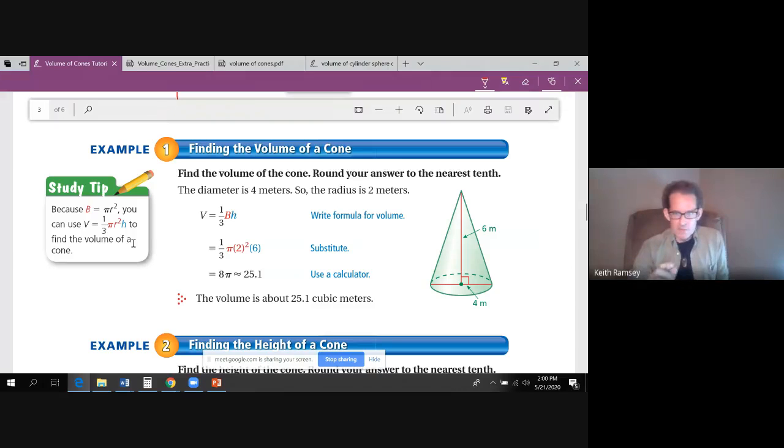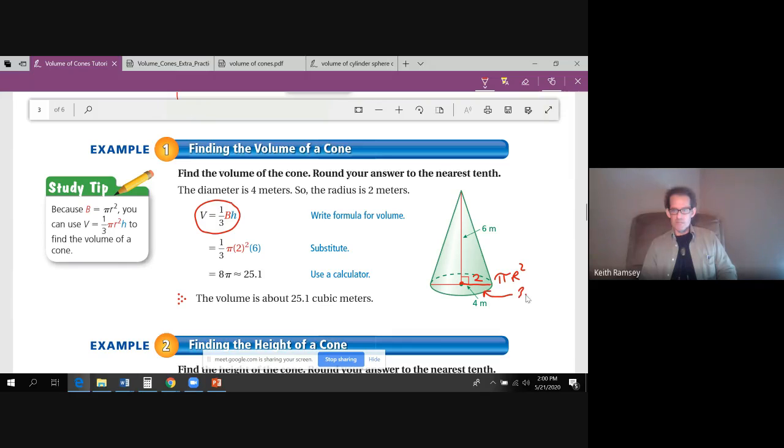This first example here for volume of cone talks about the formula, and you can see right here, volume equals 1/3 times the base, which is pi r squared, because the base is a circle, times the height. So in this case, you can see the base of the cone has a diameter of 4. Remember, for area of a circle, we want the radius. We want pi times the radius squared. So in this one, the radius would be half the diameter, which would be 2. Radius is going to be 2.